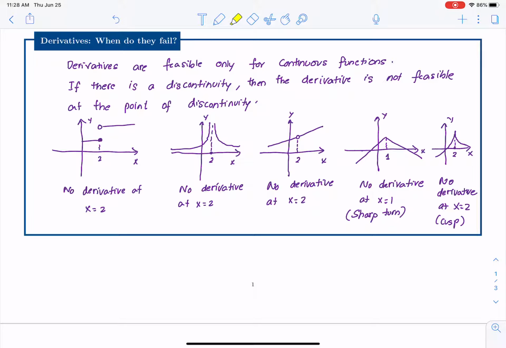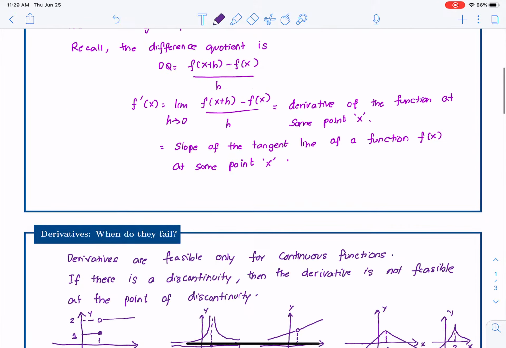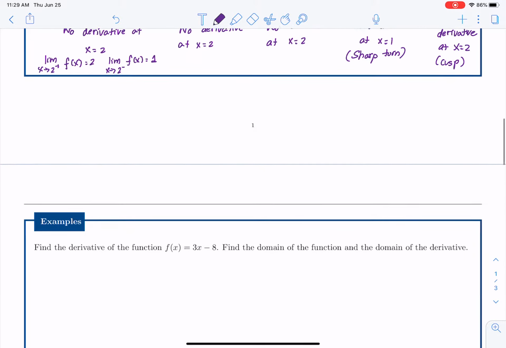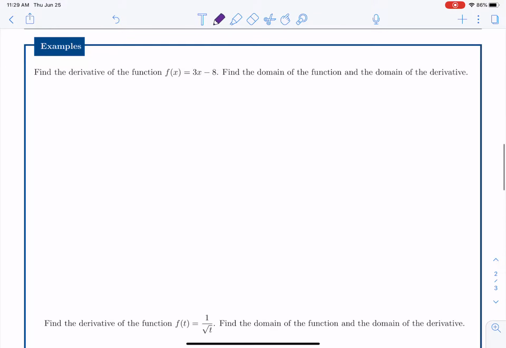So a good example would be the jump here. If I say that that is 1 and that is 2, the right-sided limit toward 2 is 2, and the left-sided limit is 1. And they don't match. If the one-sided limits don't match, then the limit doesn't exist. And if the limit doesn't exist, then the derivative cannot exist. The reason being the derivative is directly related to the limit at a given point. So discontinuities are quite important when we try to find the derivative of a function.